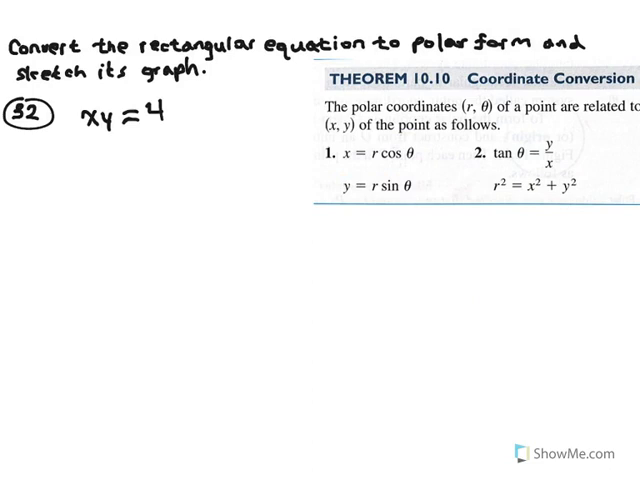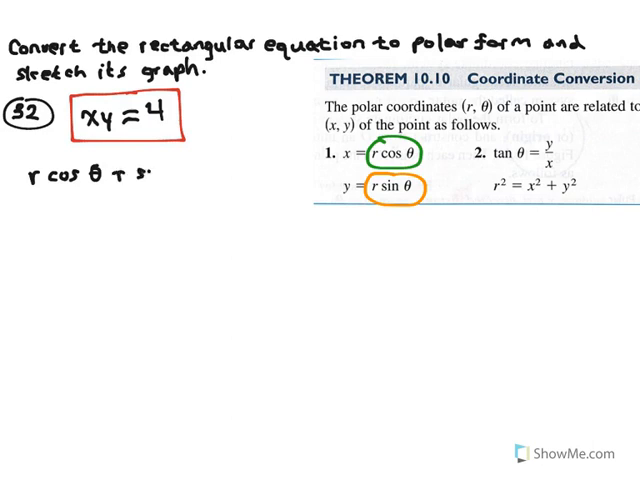Number 32, we want to convert this rectangular equation into polar form and then sketch its graph. It's actually easier to sketch the graph from the rectangular equation, so that's what we will do. But if you want to convert this to polar form, you're going to replace x with r cosine theta, and you will replace y with r sine theta using our coordinate conversion equations. So we replace x with r cosine theta, and we replace y with r sine theta, and that product is equal to 4.